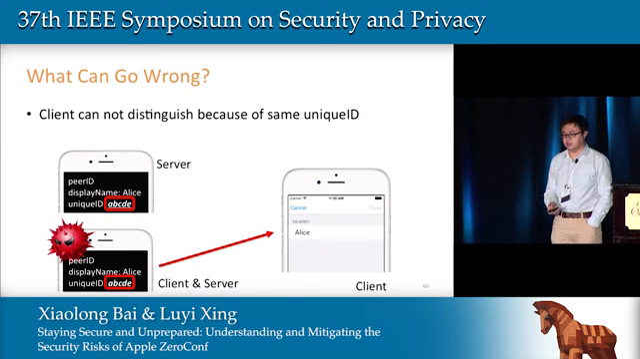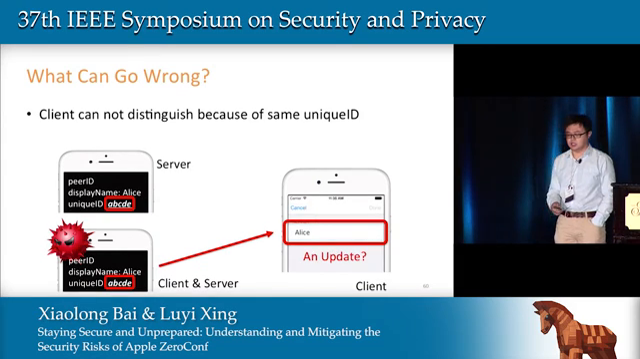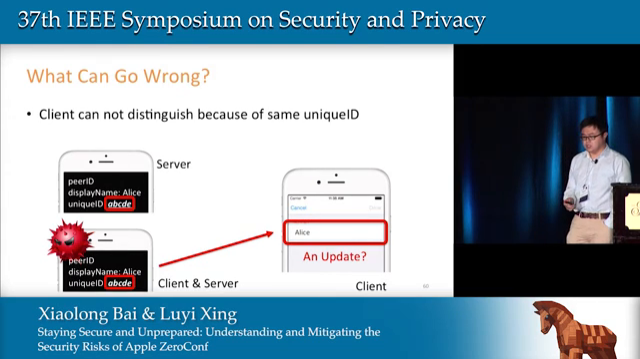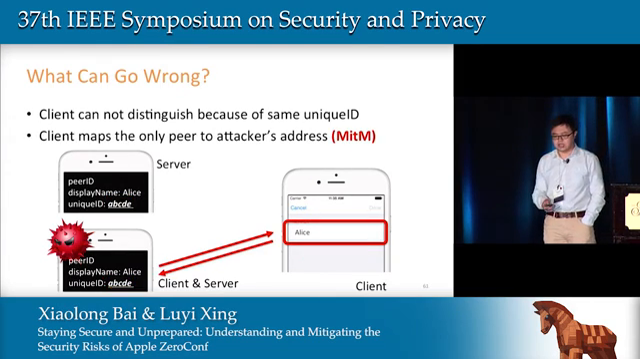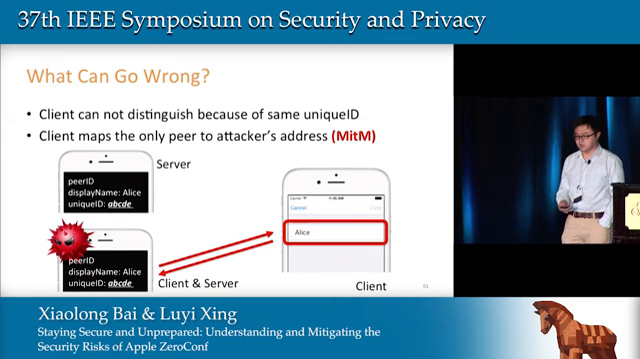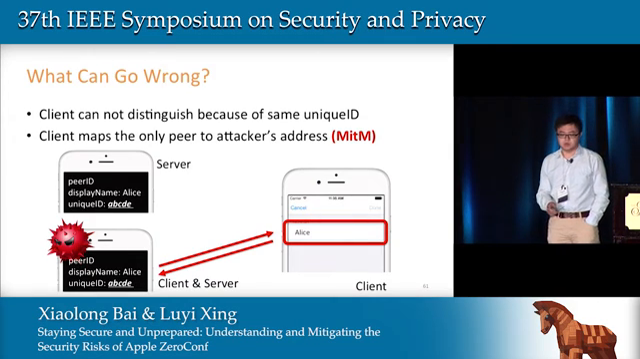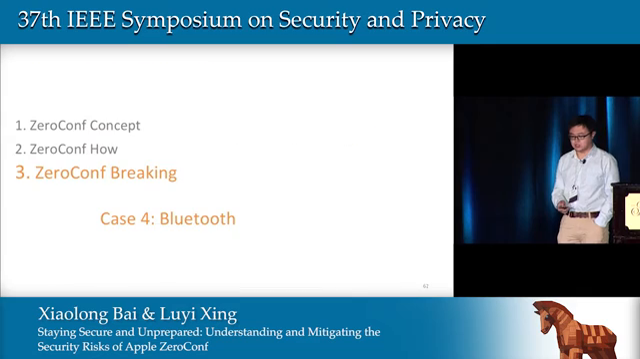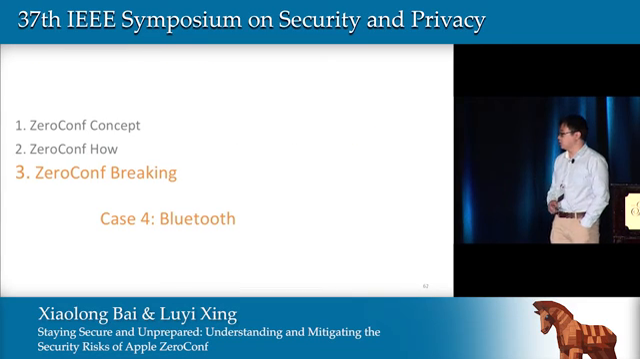However, the client cannot distinguish these two peer IDs because they have the same unique ID. And it will consider this attacker's peer ID as an update to the existing one. As a result, it will map the only peer ID to the attacker's address, which enables a successful man-in-the-middle attack.